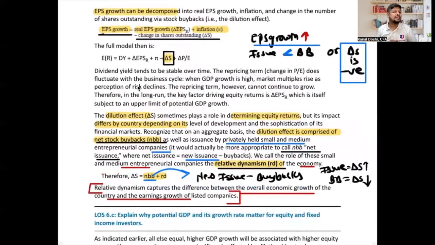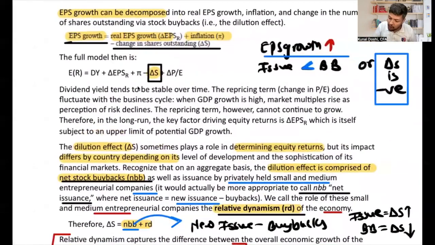Now, in this model, one thing I want to mention is that amongst all the components, the dividend yield is expected to be stable. Companies generally don't deviate too much from their dividend policy.